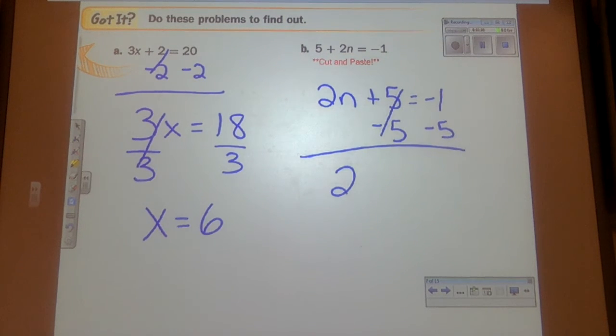5 minus 5 crosses out. We're left with 2n equals negative 6, because when we have the same sign, we add and keep. Now we're going to divide by 2. They cross out. n equals negative 6 divided by 2, which is negative 3.